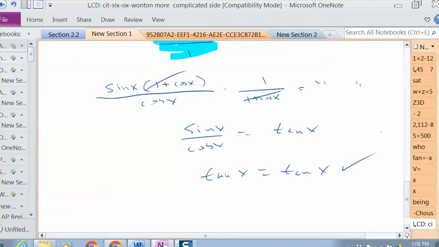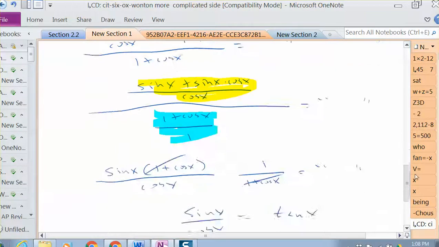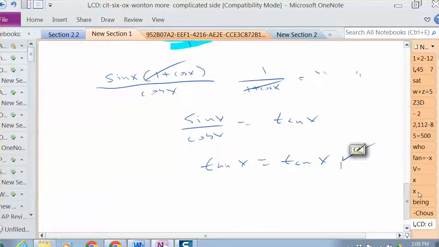And now it's verified. So we'll discuss this in class again, but I want to make sure I modeled the process. Go ahead and try the homework problems that are related to examples 5, 6, and 7.